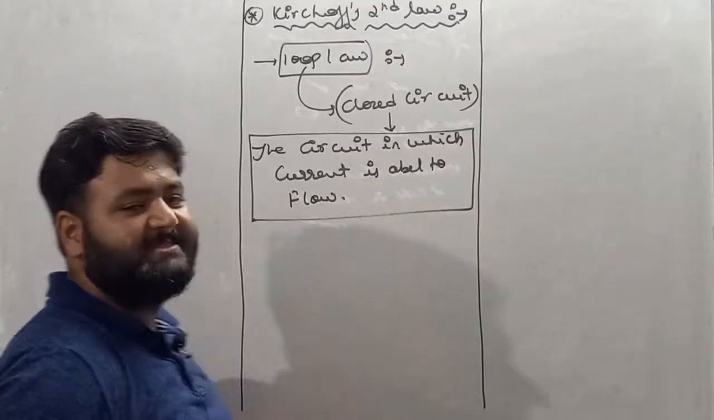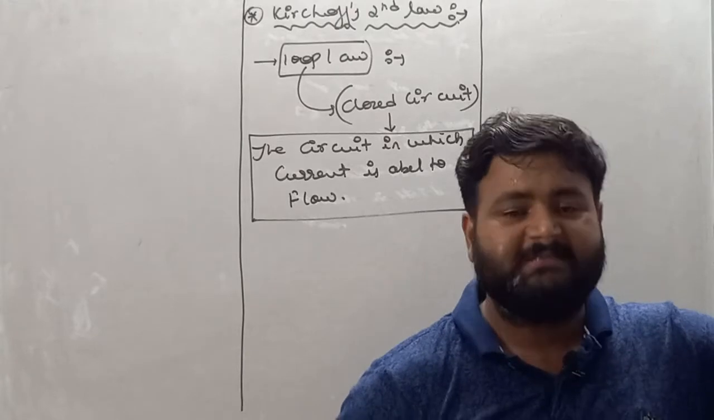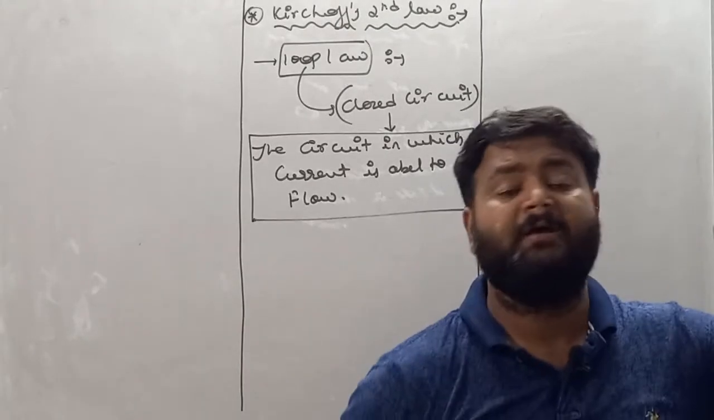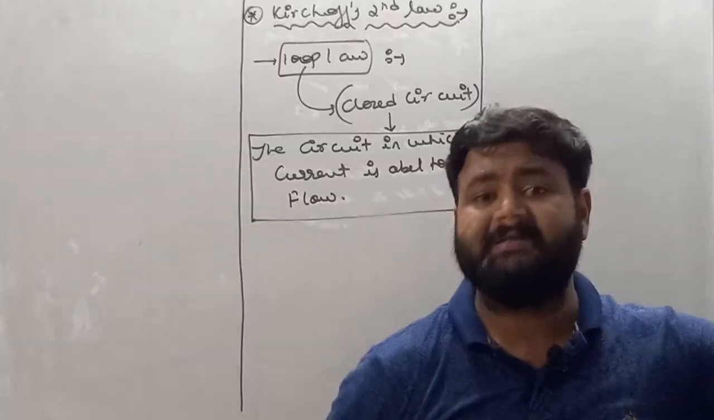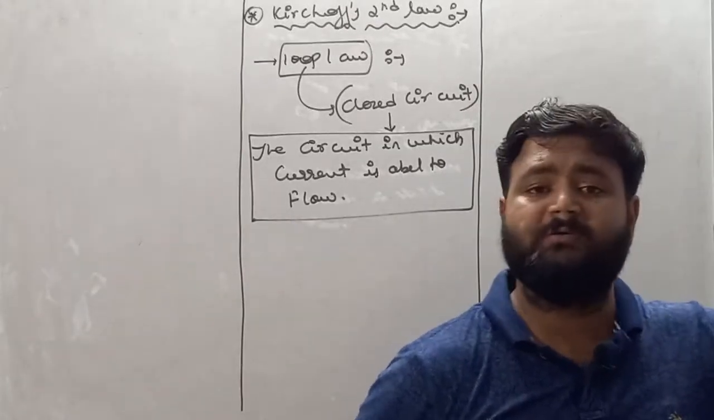So the meaning of closed circuit is the circuit in which current is capable to flow. That circuit is called closed circuit. I'm repeating once again. What is closed circuit? The circuit in which current is capable to flow is called closed circuit.